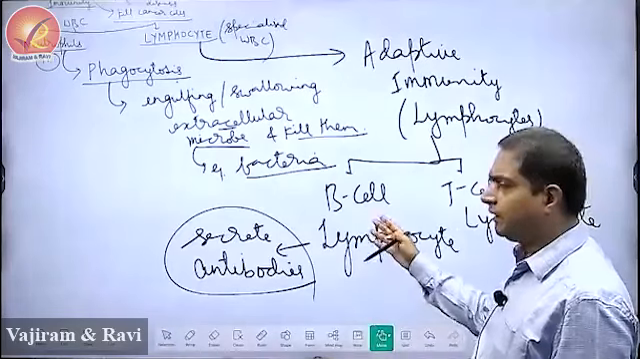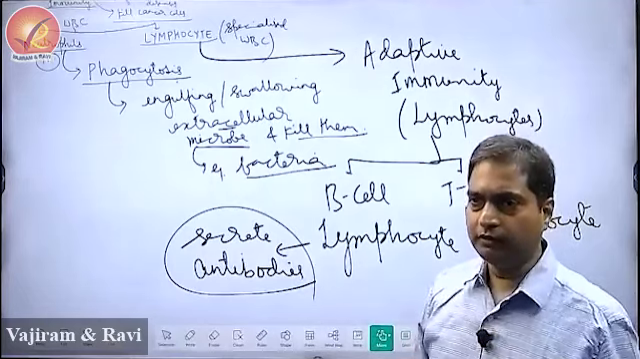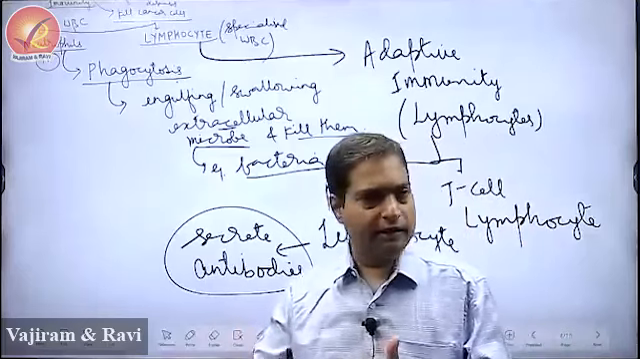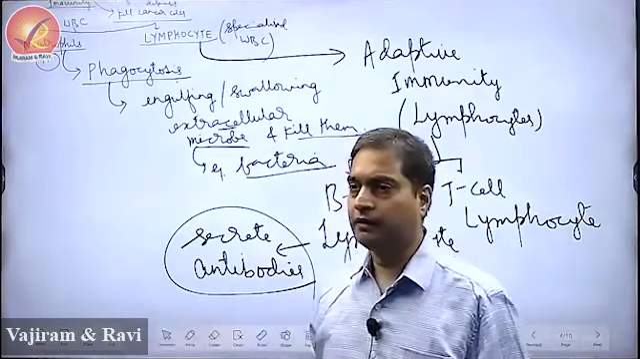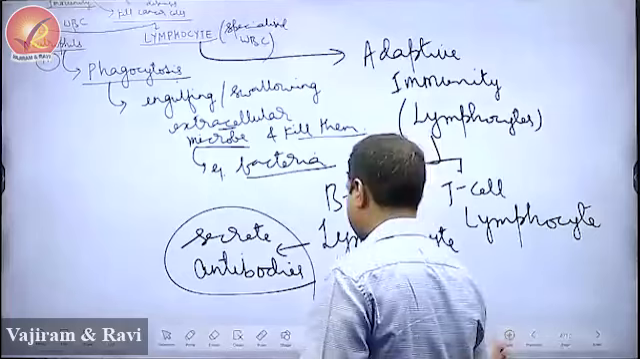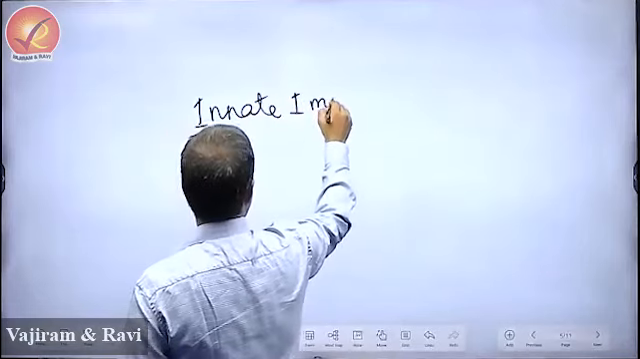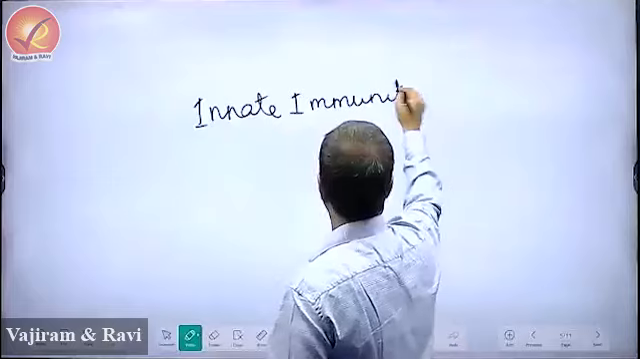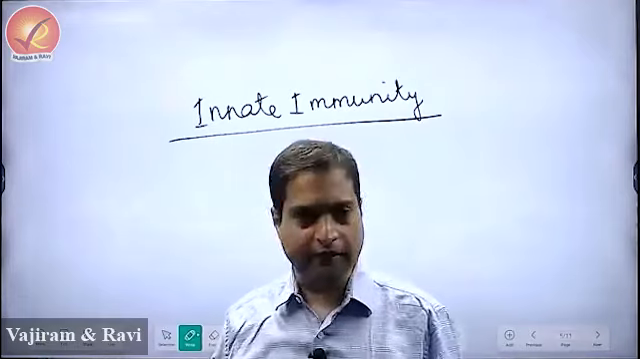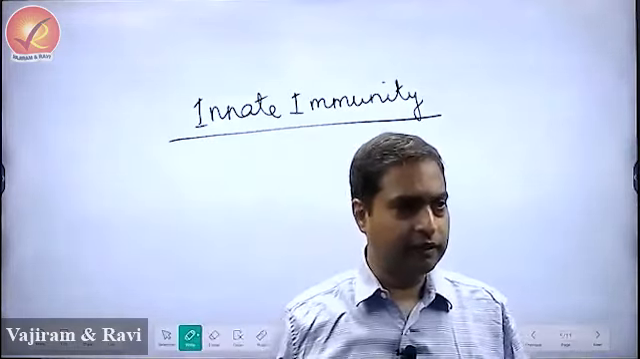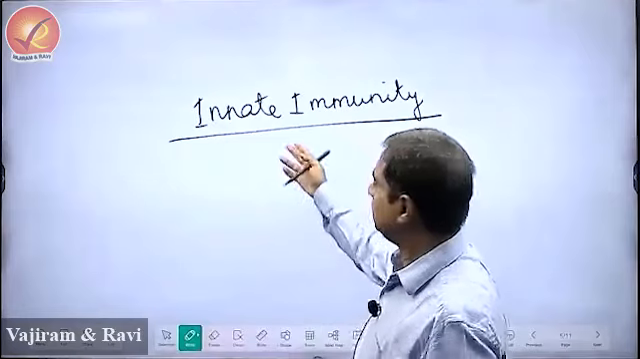Now, before we discuss in more detail the B cell and the T cell role, whenever some pathogen enters your body, the first line of defense that starts acting in your body immediately, ready-made immunity, is called innate immunity. Whenever any pathogen enters your body, whether it is a bacteria or a virus, the first line of defense that starts acting immediately is the innate immunity.